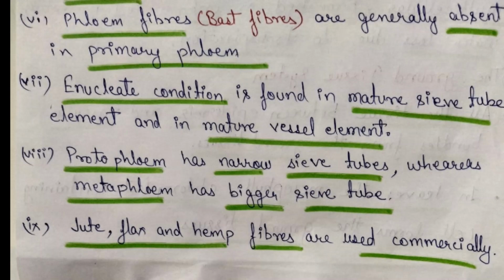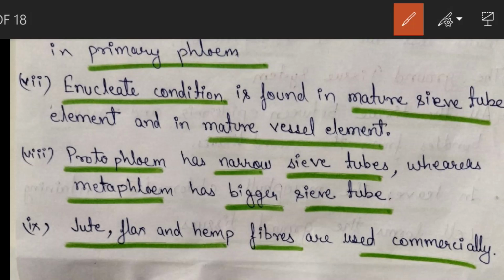Next we have phloem fiber. It is also known as bast fiber, and is generally absent in primary phloem. Enucleate condition means absence of nucleus, and is found in mature sieve tube elements and in mature vessel elements. Important point: protophloem is first formed primary phloem, has a narrow sieve tube, whereas metaphloem, which is later formed primary phloem, has bigger sieve tube. Jute, flax and hemp fiber, a type of bast fiber, are used commercially.